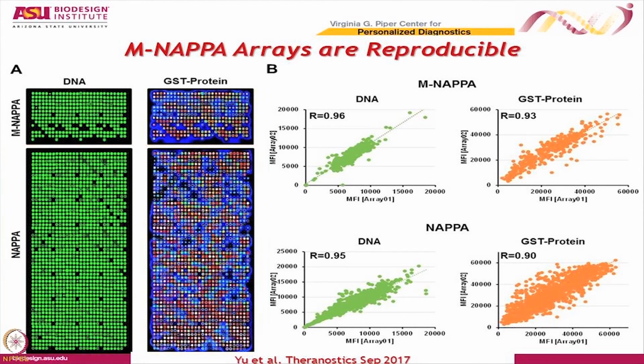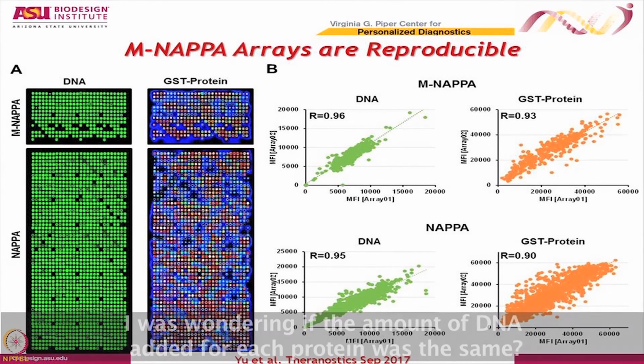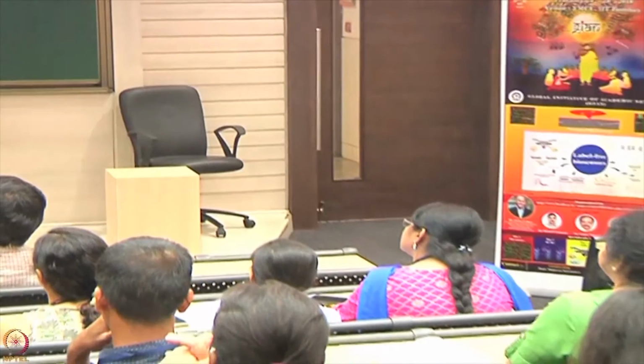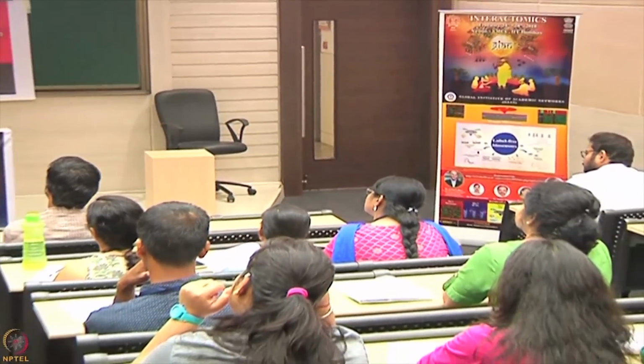So this was an experiment that we set up so that we could compare how single individual proteins expressed compared to the mixed proteins, right? Because we're still trying to test the notion that the mixed NAPPA, the multiplex NAPPA, will give us the same result that we were looking for. Oh yeah? I was wondering about the input DNA for each individual protein. Yes, same. We added roughly the same amount of DNA for each one.